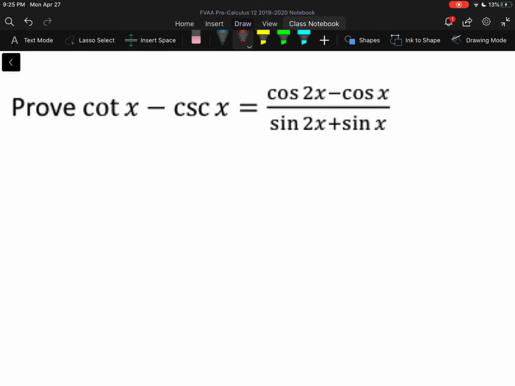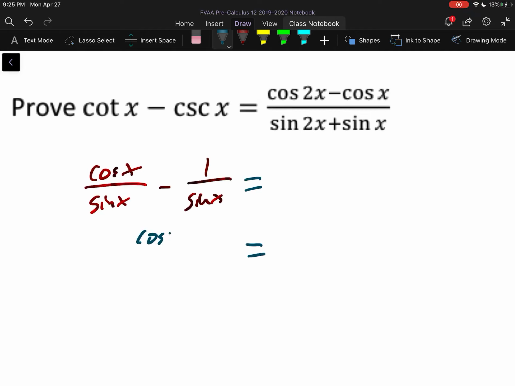So cotangent becomes, so again, my equal sign is going to be here. So cotangent becomes cos x over sine x, and then minus 1 over sine x. Okay, which is nice. I got a nice common denominator there, right? So it's going to be cos x minus 1 over sine x. Okay, so that's kind of simplified a little bit.